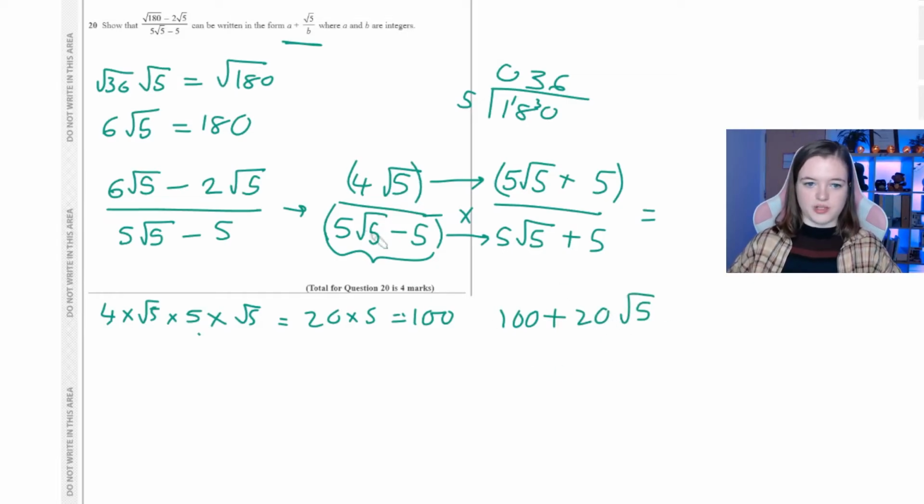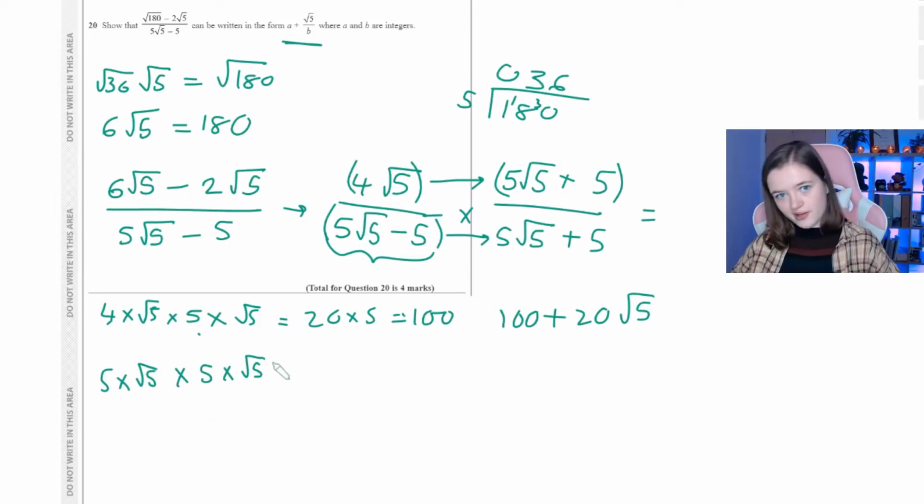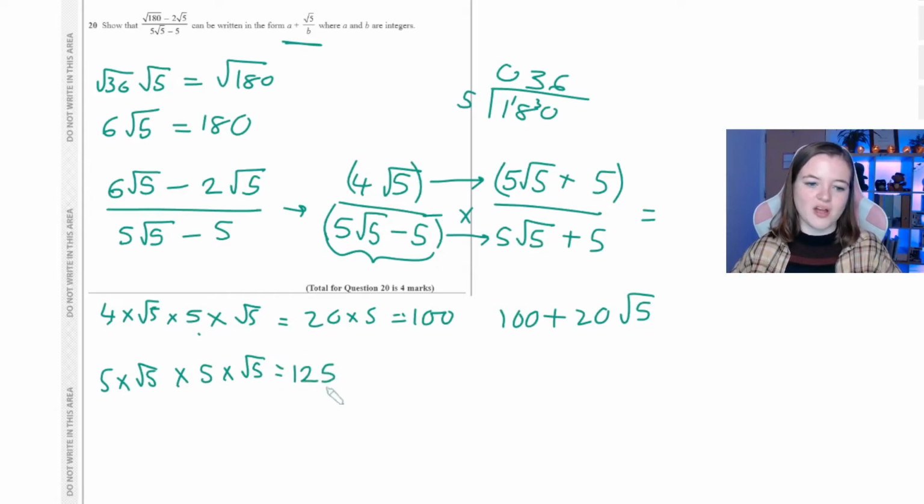Okay, then I've got the bottom. So then I've got 5 root 5 times 5 root 5. That is 5 times root 5 times 5 times root 5, which is 5 times 5, 25. Root 5 times root 5, root 25, and then that's 5. I've got 25 times 5, which is just 5 cubed, which is 125. That all makes sense. You just make 5 times 5 times 5. And then I've got that one times that one.